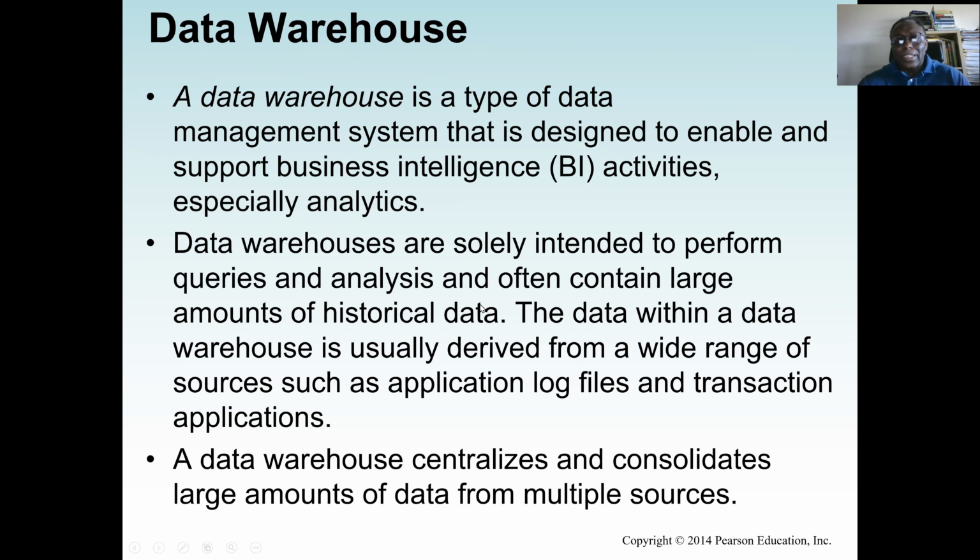So the data within a data warehouse is usually derived from a wide range of sources, such as application log files and transaction applications. Majority are transaction applications. And a data warehouse also can centralize and consolidate large amounts of data from multiple sources. A very simple example would be that most companies have more than one department. So maybe a company has an accounting department, HR department, etc. The data from each department can be centralized as one unit in a data warehouse.